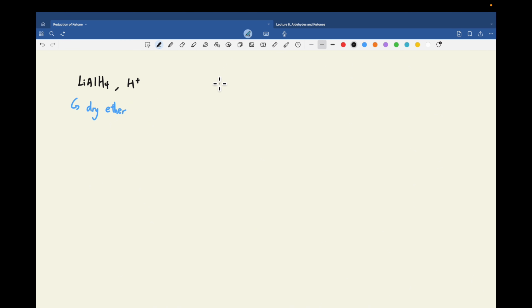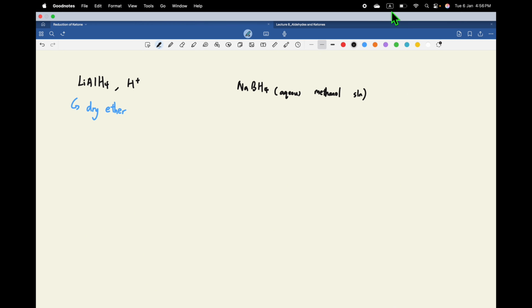And the second option, or second common reducing agent, would be sodium borohydride. This reducing agent is relatively weaker than lithium aluminum hydride, and usually we will put it in an aqueous, methanolic or alcoholic solution. The reason we want to put it in aqueous and methanolic solution, I will talk about later. So now let's move on to the reaction mechanism.